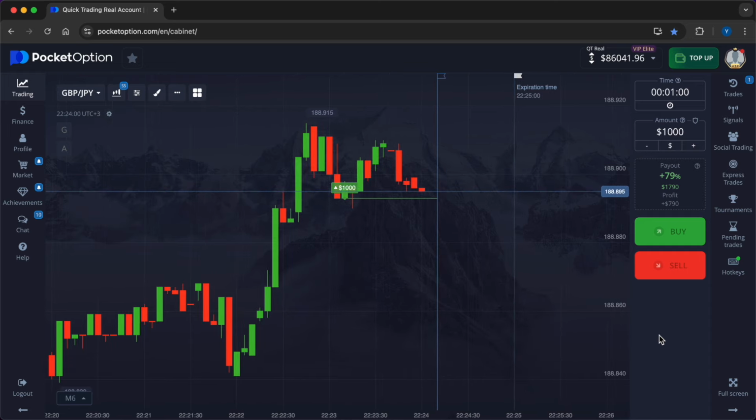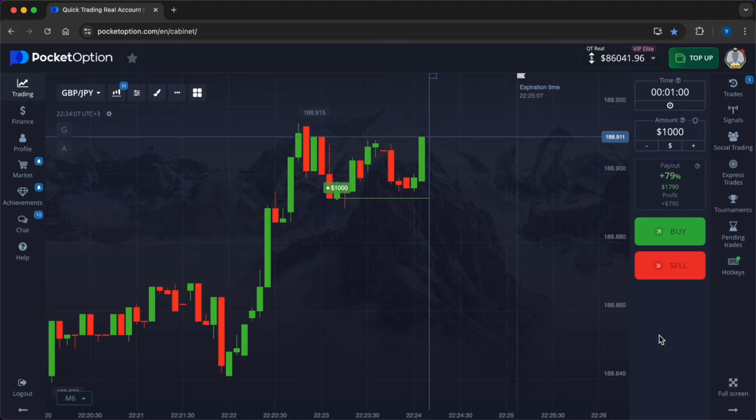And while the trade is in progress and the trade is about to close higher than the entry point, let's talk about strategies for trading in higher volatility.